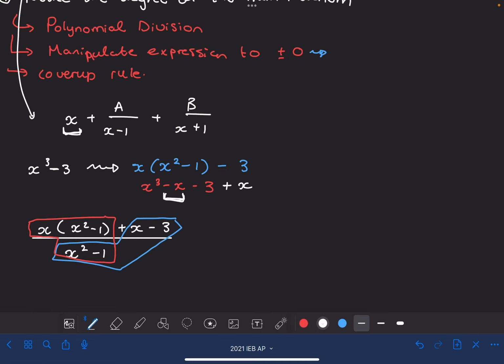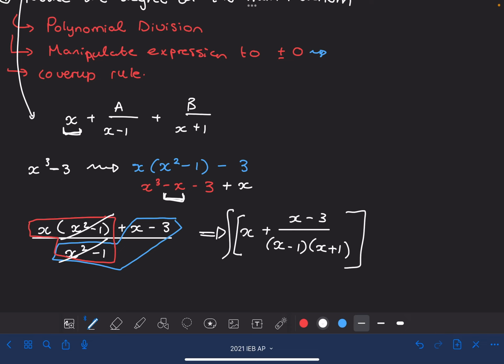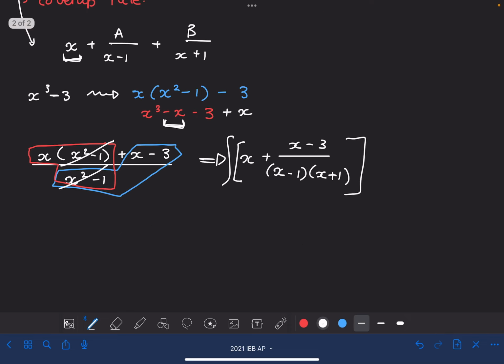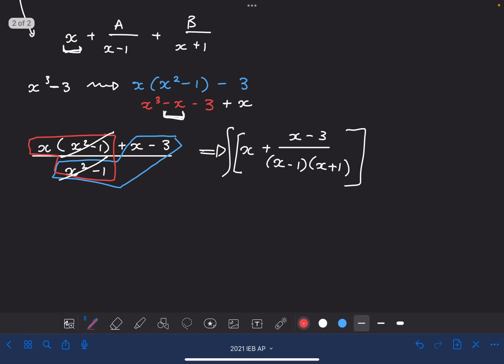Now on the term highlighted in this orangish, reddish color, we can cancel that out, and that's now leaving us with just x plus x minus 3 all over x minus 1, x plus 1. Okay, so this is now what we're integrating. This whole big thing here is what we're integrating. So we're going to take care of this x a bit later because this is extremely easy to integrate. So we're just going to focus on this portion right here.